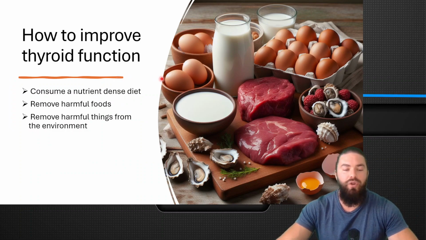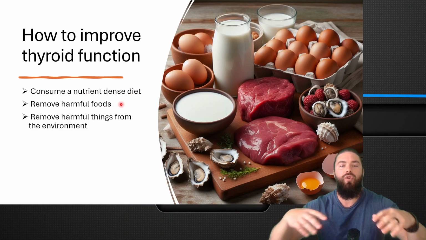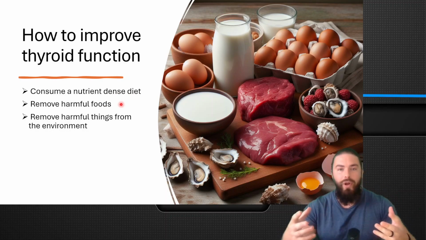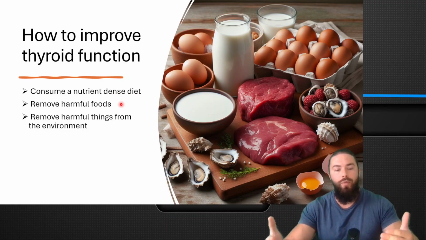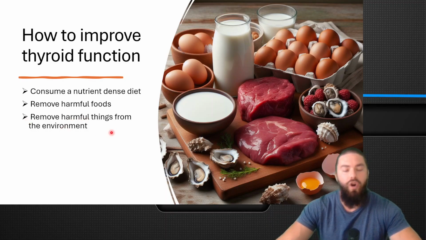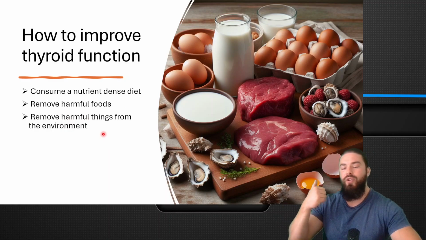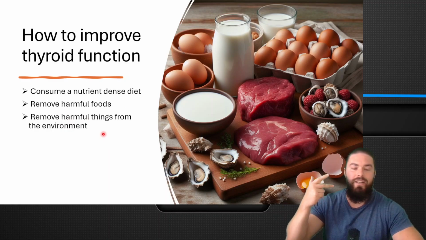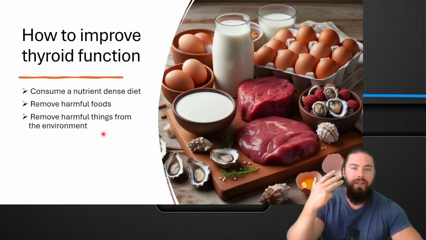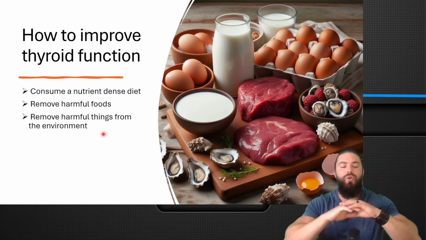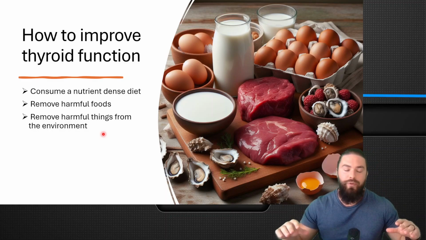Here are some tips on how to improve your thyroid function. Consume a nutrient-dense diet, remove harmful foods that are causing oxidative stress or that contain goitrogens that inhibit thyroid hormone production, and then also remove harmful things from the environment. Like, where are you exposed to mold? Where are you exposed to heavy metals or plastics or any kind of chemical that might have a negative effect on the body? So you want to make sure you clean up your environment, you remove the harmful foods, you consume a nutrient-dense diet.